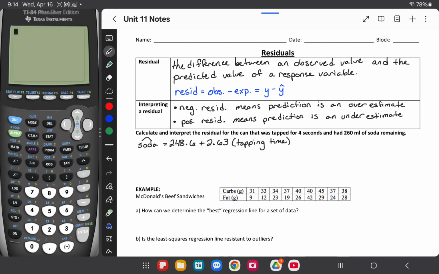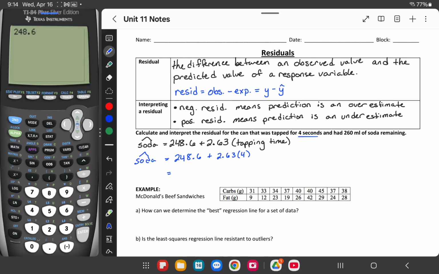Okay, so to give you an example of this, let's go ahead and calculate and interpret a residual for a can of soda that was tapped for 4 seconds and had 260 milliliters of soda remaining from that previous section. So I've gone ahead and copied over the equation from that section. We had that soda hat was equal to 248.6 plus 2.63 multiplied by the tapping time. So first of all, let's figure out what our predicted value would be for a can of soda that was tapped for 4 seconds. So we would say that soda hat would be equal to 248.6 plus 2.63 multiplied by that tapping time of 4.